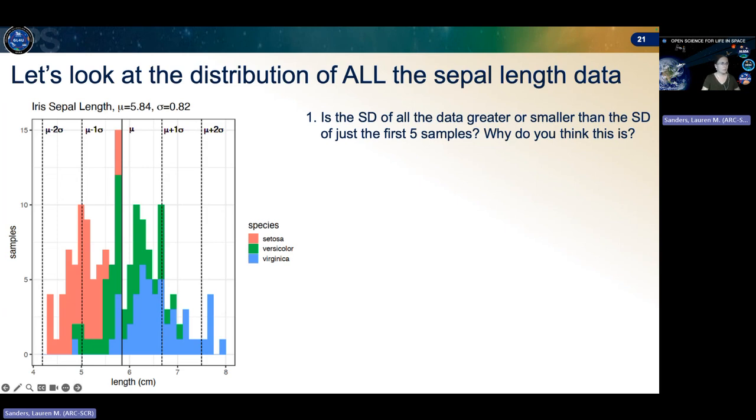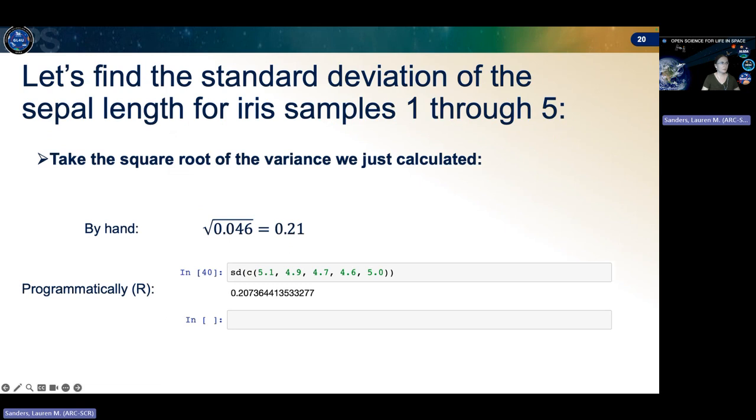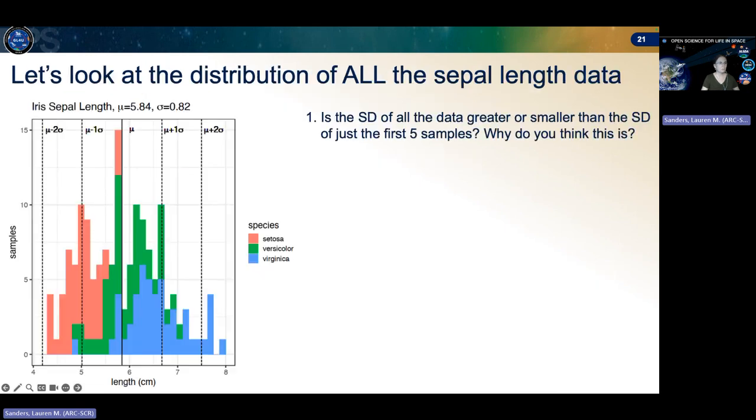So remember, the standard deviation of the first 5 samples was 0.21 or 0.207. So the standard deviation of all of the data is 0.82. So it's greater because, as you would expect, the full data set has more spread out data points than just the first 5.